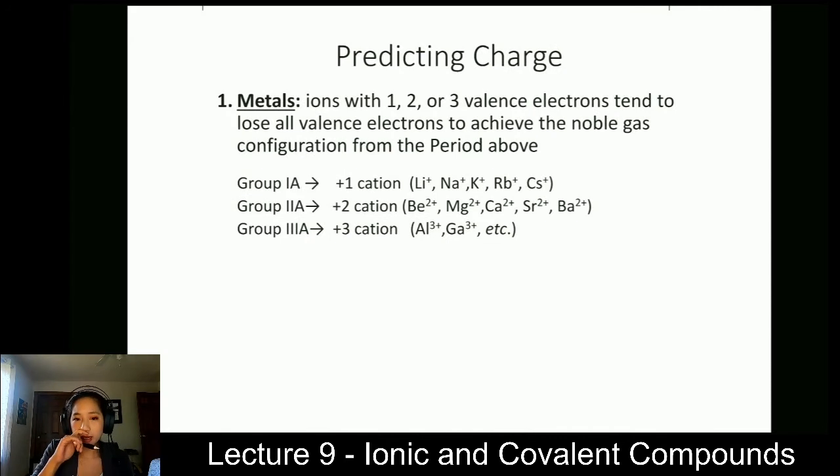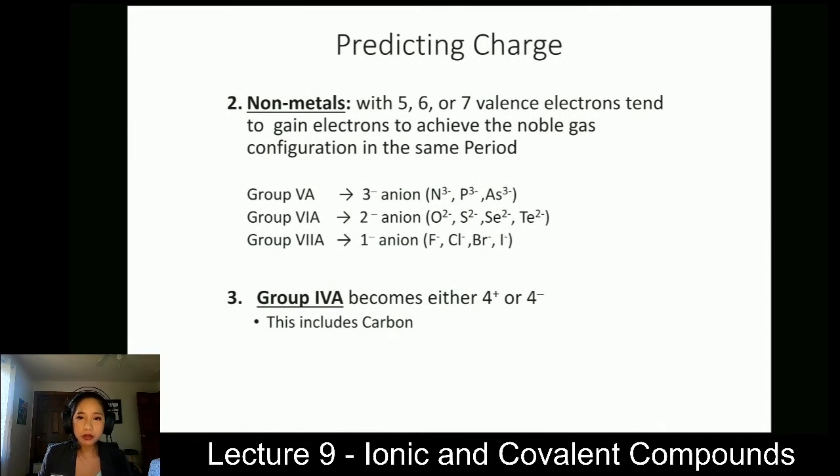All right, so I'll just summarize the rules here. So metals, we already talked about this, that if there are 1, 2, or 3 valence electrons, those metals tend to lose all of those valence electrons to achieve a noble gas configuration. So essentially for groups 1, 2, and 3, that is the charge of the positive cation that is produced. So just remember, these are metals that are on the left side of the periodic table.